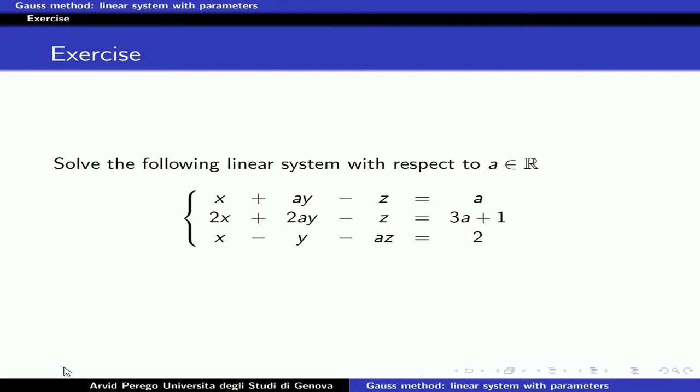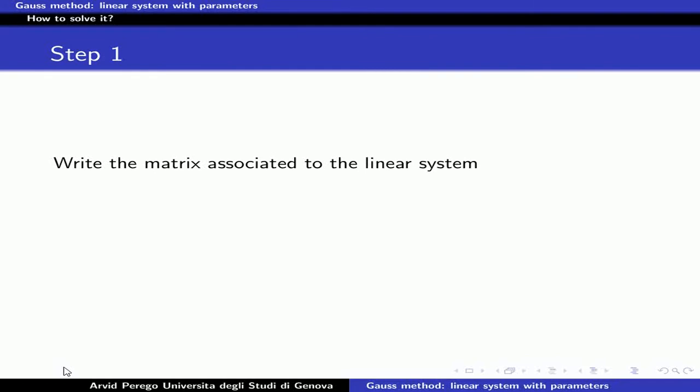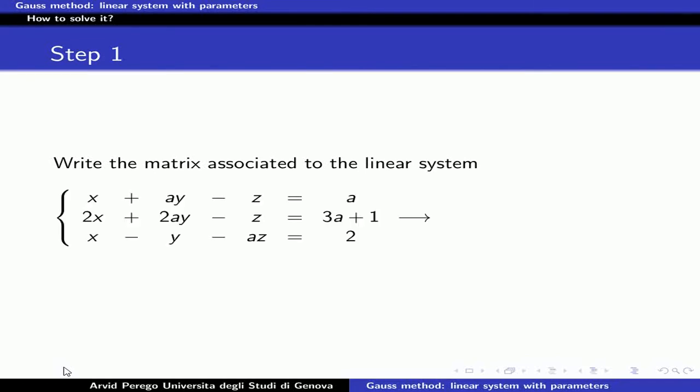So how does the method work? We want to use the Gauss method. The first thing you want to do is to associate to the linear system a matrix which forgets about x, y, and z. This matrix preserves only the coefficients of x, y, and z, and adds a further column which is the right-hand side of the linear system.